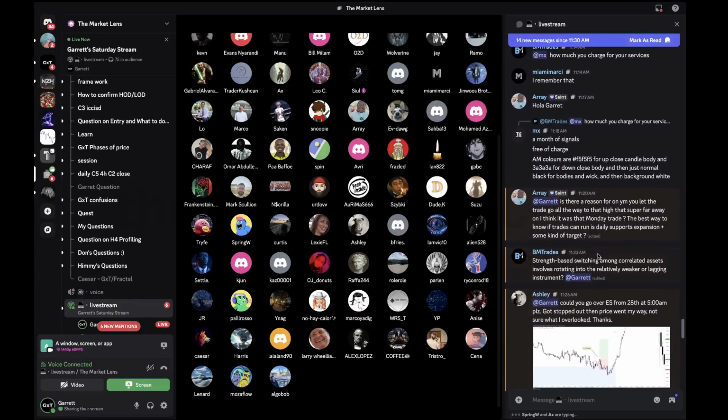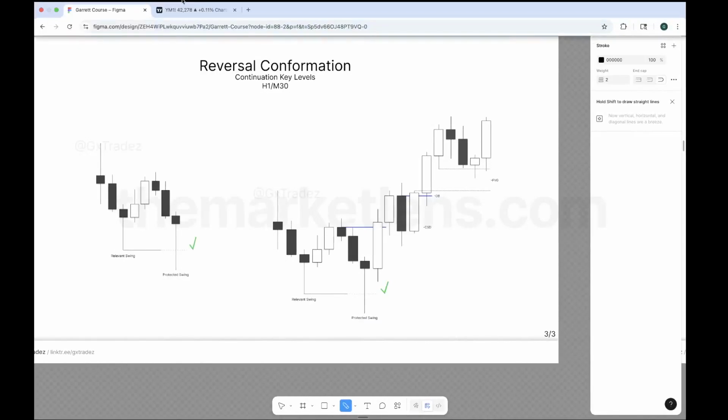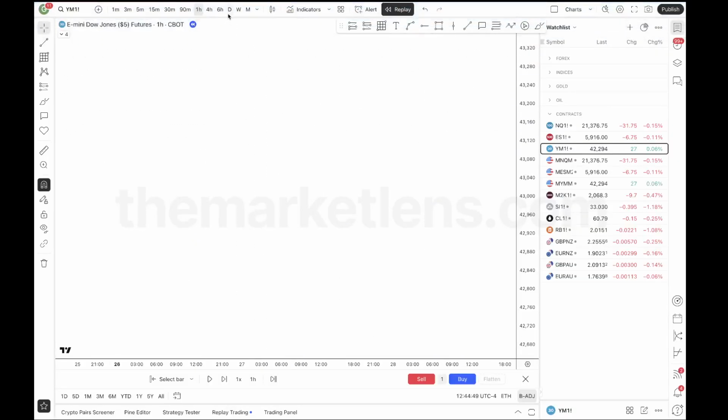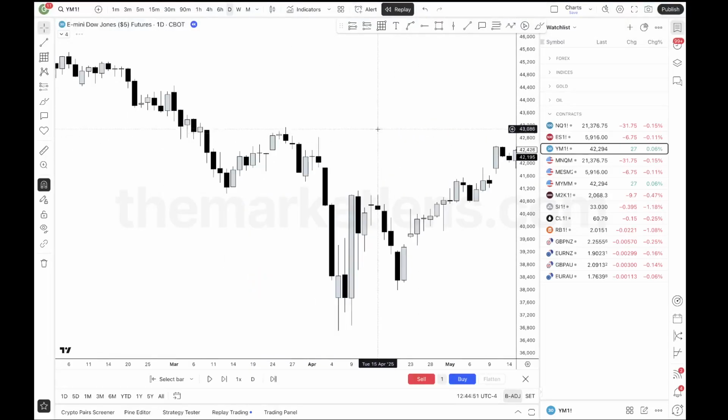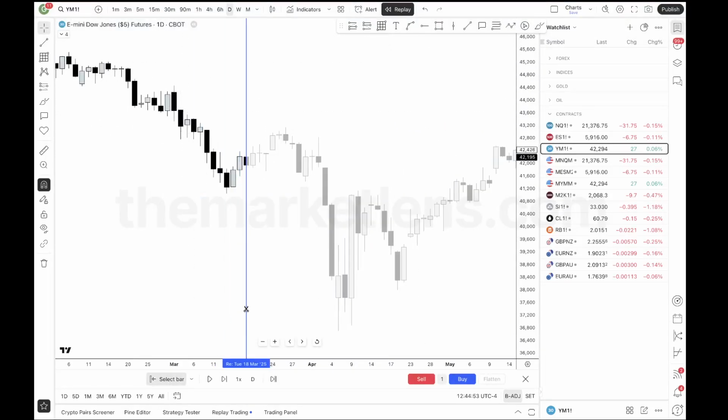Is there a reason on the YM you let the trade go all the way to that high? That's super far away. I think it was that Monday trade. Oh, okay, I know what you're talking about. So this daily chart. Was it this trade here? Monday. Yeah, it's this one.